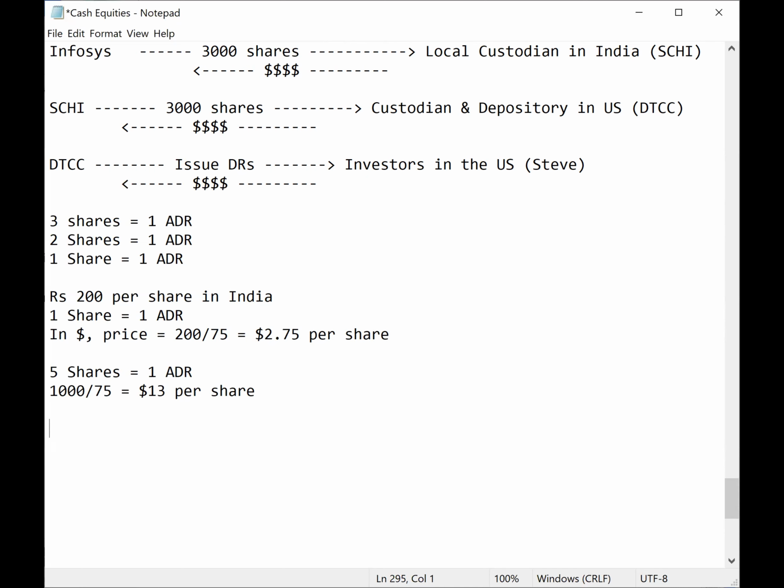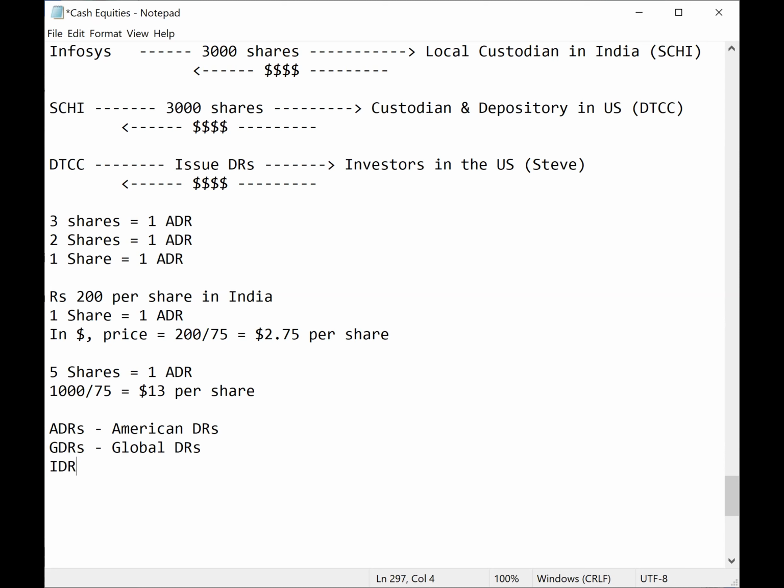We call the depository receipts which are issued in America as ADRs. Similarly, guys, we have GDRs. When a company wants to raise capital from multiple countries, not just America, but let's say from London, Hong Kong, Singapore and all, they can issue GDRs. These are global depositories.